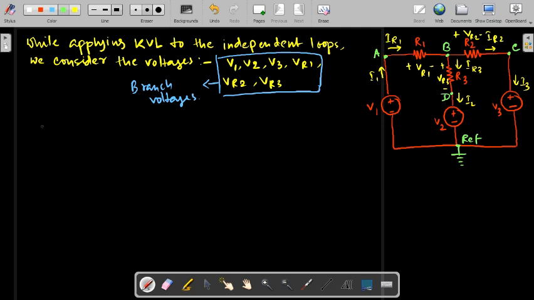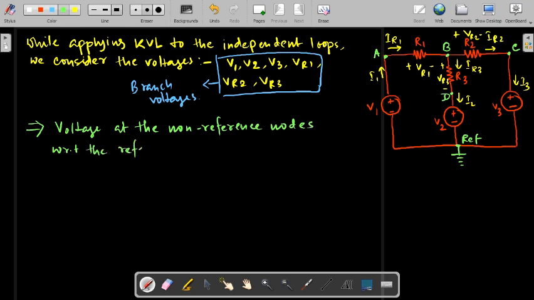So what we call is that at this A, B, C, D, if we mark the voltage, the voltages at the non-reference nodes with respect to the reference node are called node voltages.